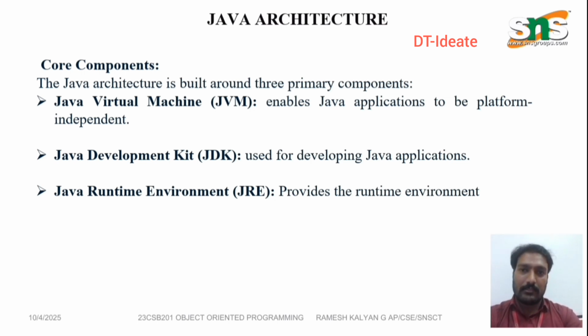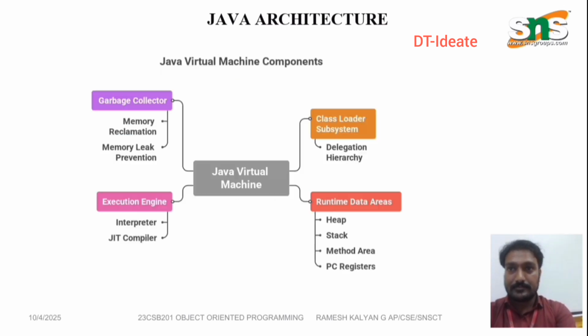The next one is the Java Development Kit, called JDK. This is mainly used for developing Java applications. As we consider, Java is divided into three parts: JVM, JDK and JRE. JVM mainly focuses on running the Java application, and JDK mainly focuses on developing Java applications. The third one is JRE, also called the runtime environment. It is used for running Java applications.